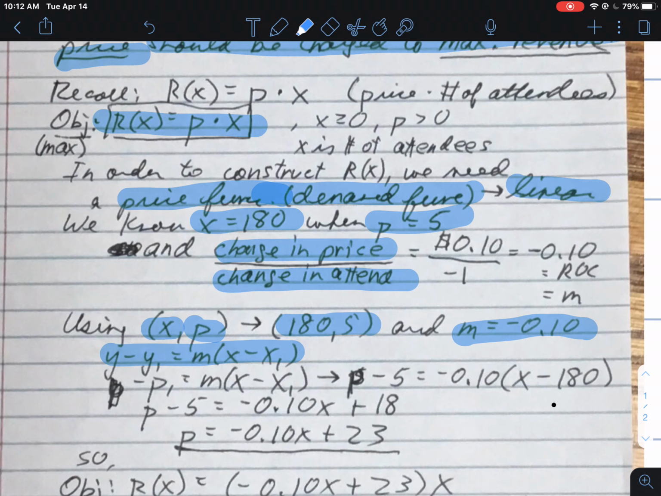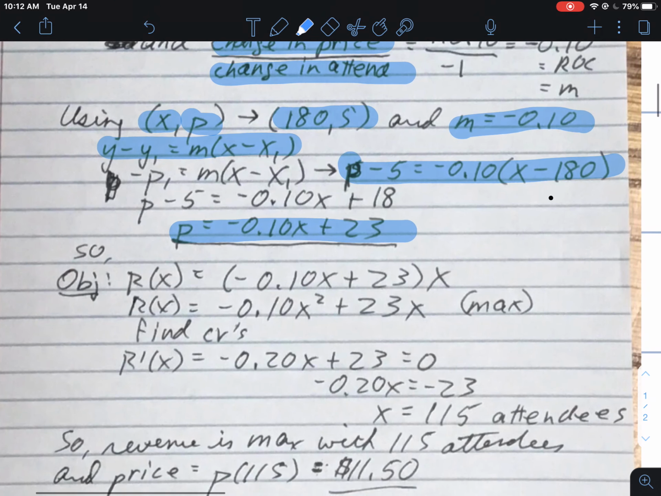So replacing p sub 1 with 5, that's the price that we have. Replacing x sub 1 with 180, that's the attendance that we have at that price. And then replacing m with the negative 0.10 that we just found. So there's my equation, p minus 5 equals negative 0.10 times x minus 180. We're just solving that for p, so that I now have a price or demand function in terms of x. So p equals negative 0.10 x plus 23.